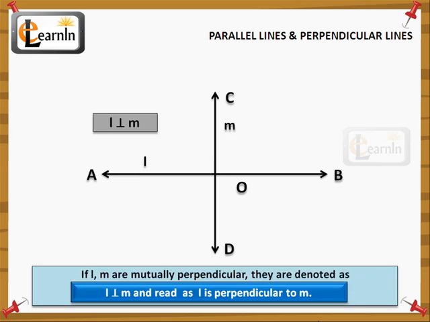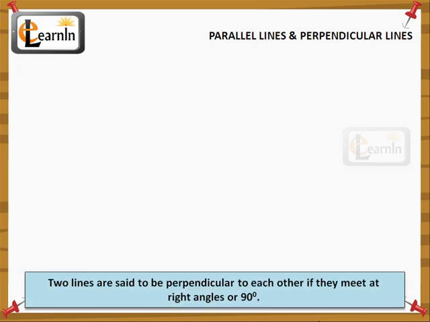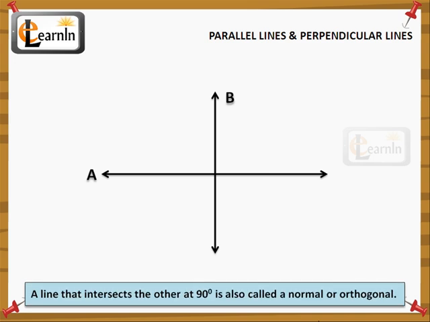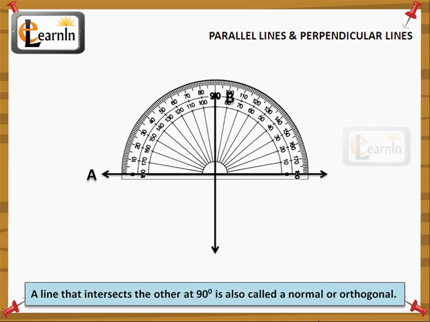If L and M are mutually perpendicular, they're denoted with an upside down T. So it would read as L upside down T M. And that just means that L is perpendicular to M. So just to recap on our perpendicular lines, two lines are said to be perpendicular to each other if they meet at right angles, or 90-degree angles. A line that intersects the other at 90 degrees is also called a normal or orthogonal line.